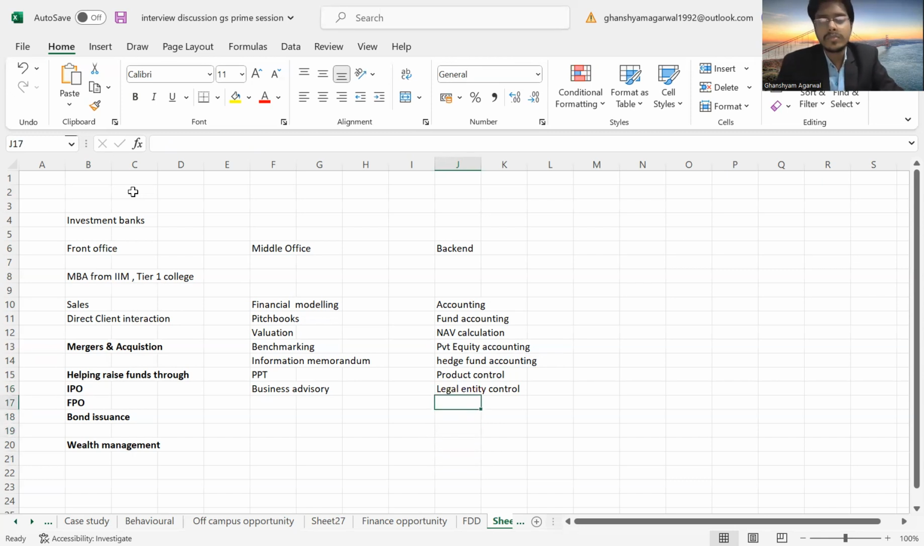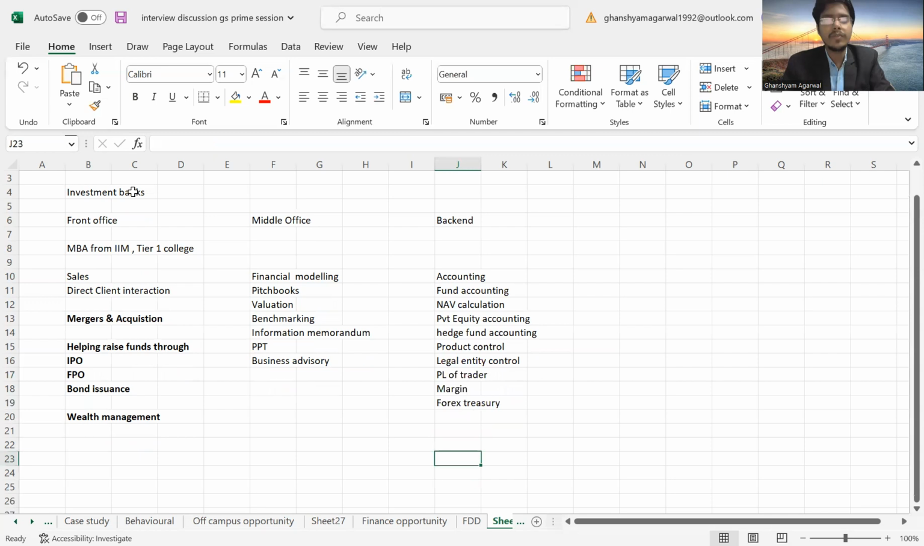Okay. Now, more than this, you will be checking the P&L of a trader, the transactions and all, the margins and all, they will be checking. Okay, so these are things that you will be doing in the backend calculations. Forex, treasury, etc. Okay.